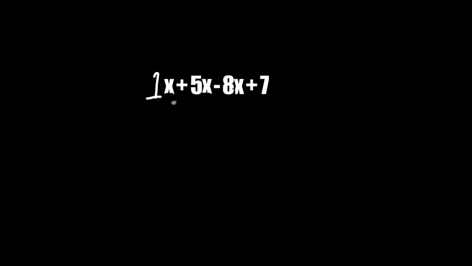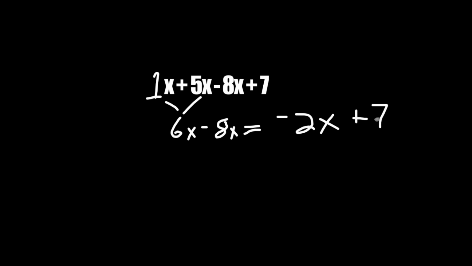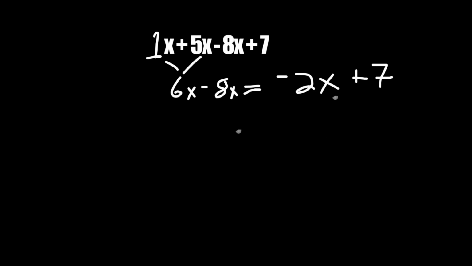So 1x plus 5x equals 6x, minus 8x is going to give us negative 2x. And now we're going to put plus 7. So our final answer is negative 2x plus 7. Or we can write this as positive 7 minus 2x. Both of these simplified versions will give us the same answer when we find out what x represents.